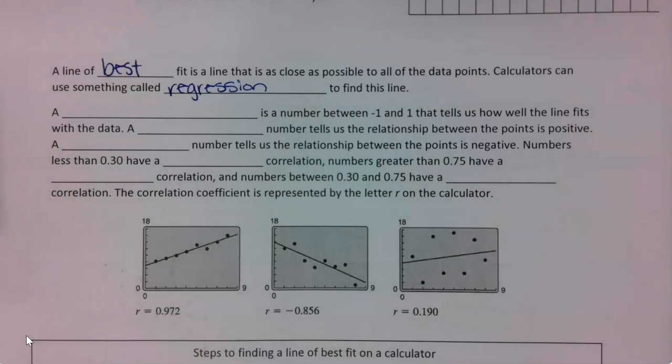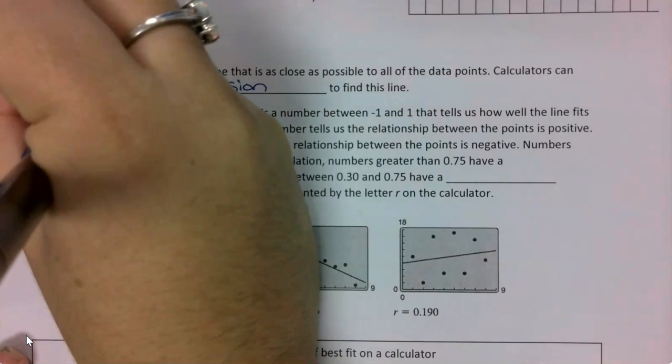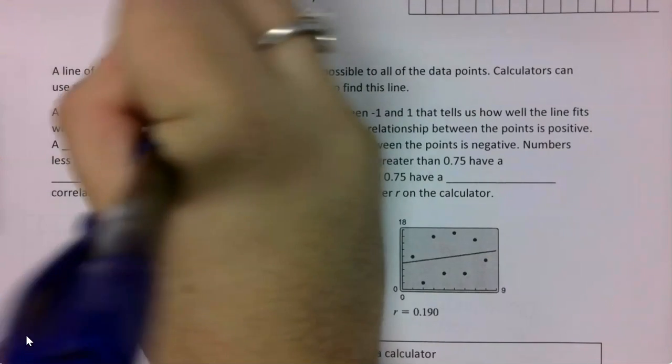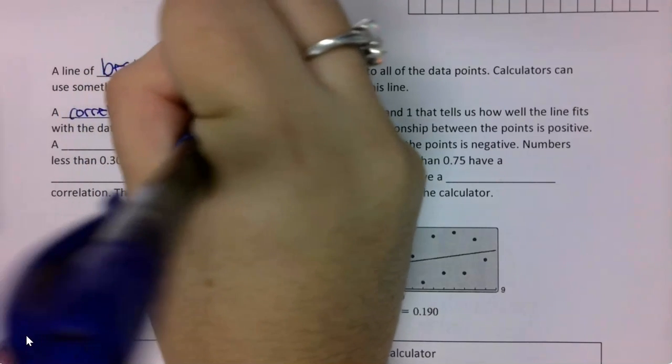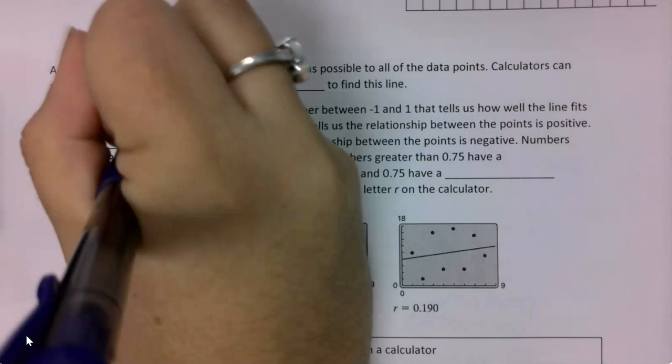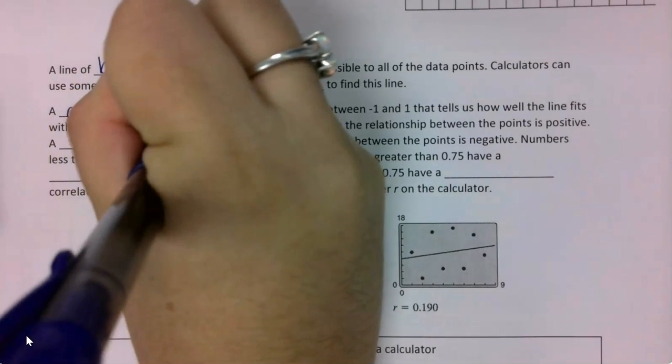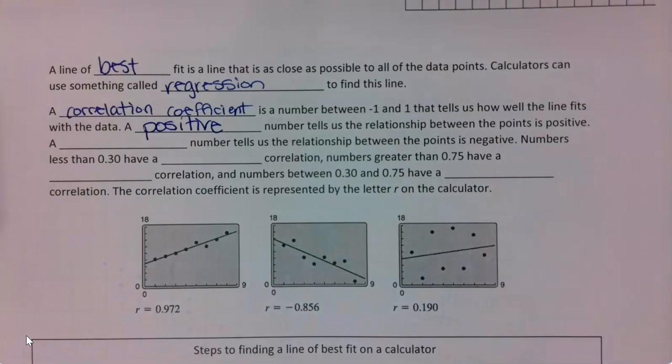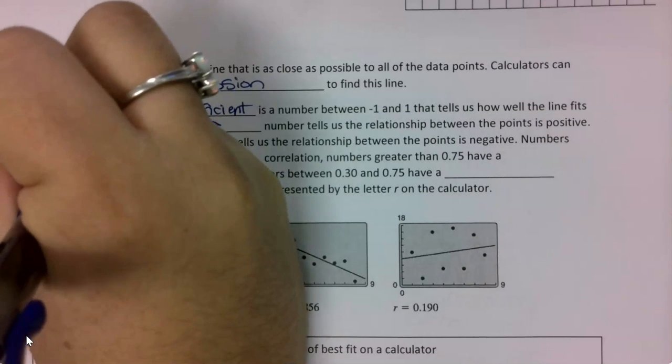Okay, so a correlation coefficient is a number between -1 and +1 that tells us how well the line fits with the data. So a positive number tells us it has a positive relationship, so it goes up the further you go right. And a negative number tells us it has a negative relationship.